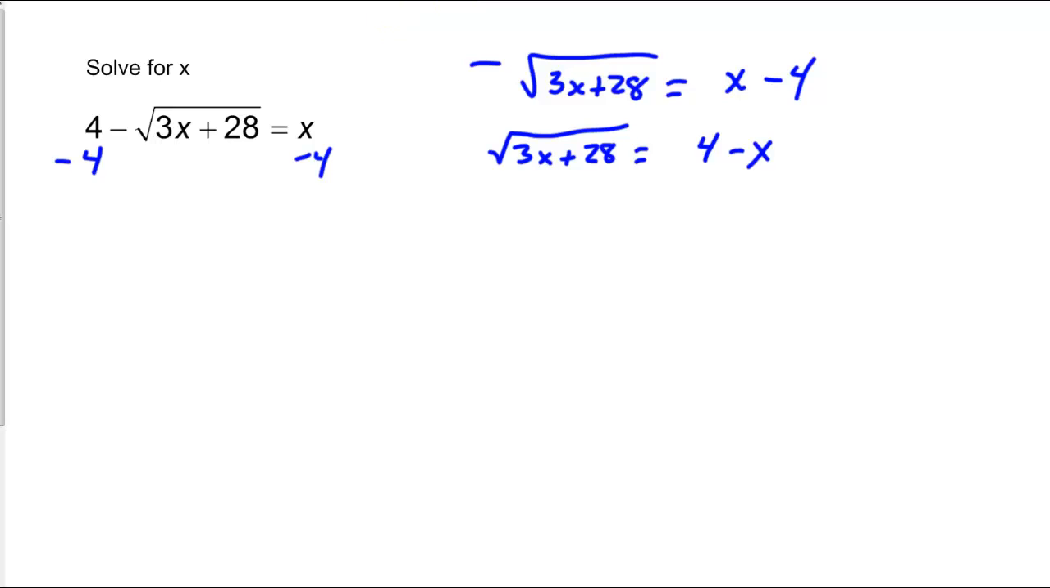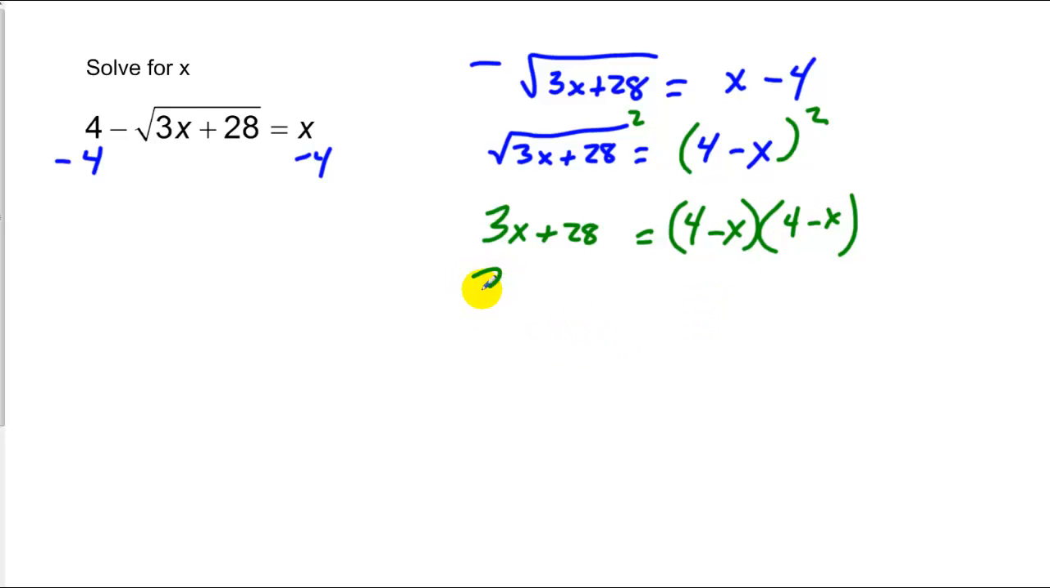Now I can square both sides of the equation. This term will pop out. But notice when I square this side of the equation, I have a binomial squared. I can't distribute that in. You can't distribute a power, so I'm going to have to FOIL, which means basically taking 4 minus x times 4 minus x. That leaves me with 3x plus 28 equals 16 minus 4x minus 4x plus x squared.